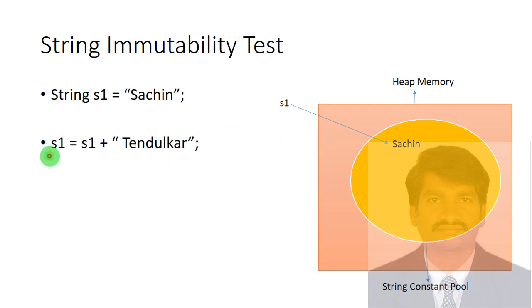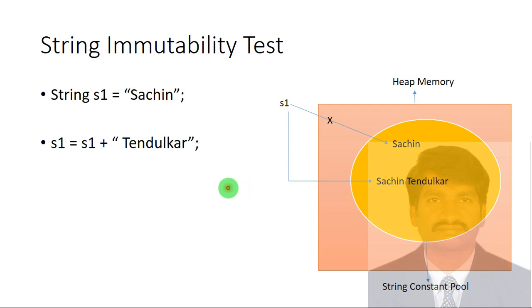Now what will happen when I say s1 is equal to s1 plus Tendulkar? I am trying to concatenate something to the existing object. Guys, when you say s1 plus Tendulkar, it will create Sachin Tendulkar. It is not going to add Tendulkar to the existing object, and s1 will stop pointing to this and start pointing to this. Let me repeat once again, guys.